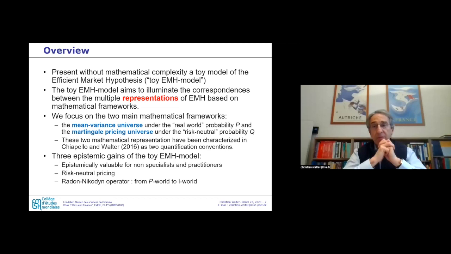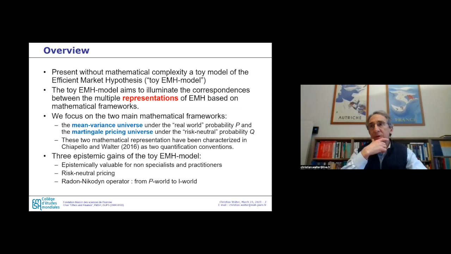The first epistemic gain is that the model will be valuable for non-specialists and practitioners, because a lot of the time practitioners think they know the assumptions of their model, but practically it's not the case because of a mathematical barrier, the mathematical complexity of the background of the EMH view, mainly in the risk-neutral world with probability Q. So even practitioners could find interest in seeing how the EMH precisely works.